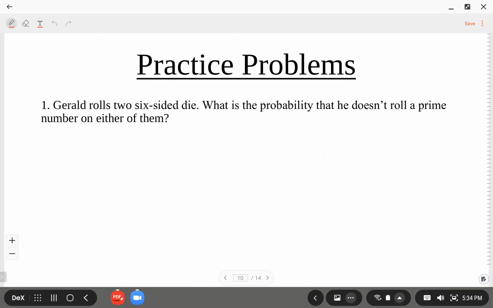So now let's do practice problems. Number 1: Gerald rolls 2 six-sided dice. What is the probability that he doesn't roll a prime number on either of them? So he doesn't roll a prime number on either of them. Before you solve, make sure you understand the question. We talked about the steps of solving a combination, counting techniques, or probability problem.